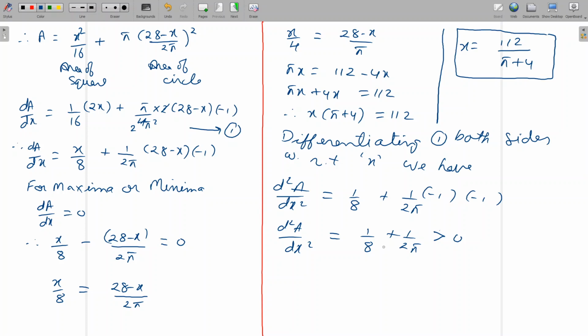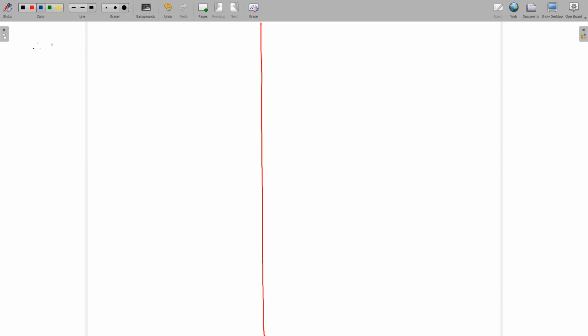So now here there is no value of x, therefore even at x equal to 112 over pi plus 4, the second derivative of A will be positive only, it will not change. Therefore d square A over dx square at x equal to 112 over pi plus 4 will be greater than 0. Therefore A is minimum when x equal to 112 over pi plus 4.